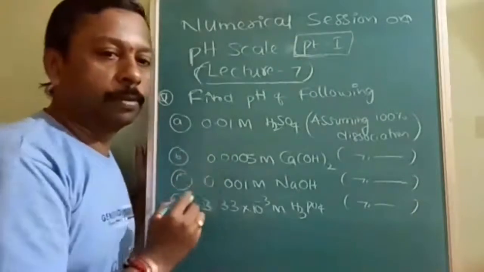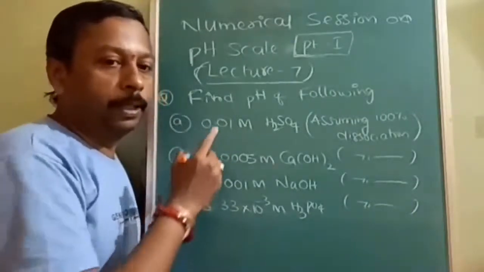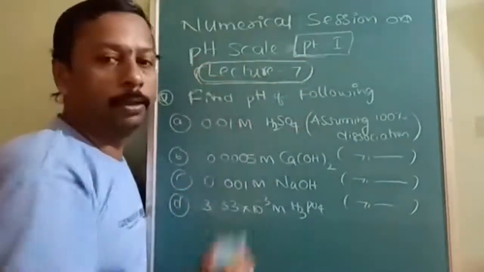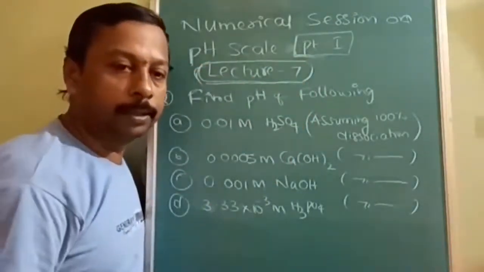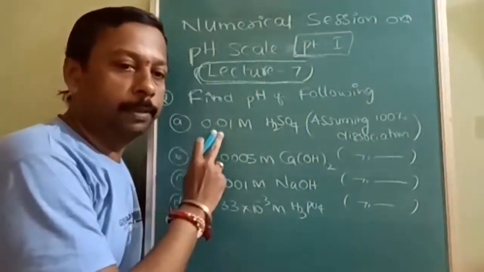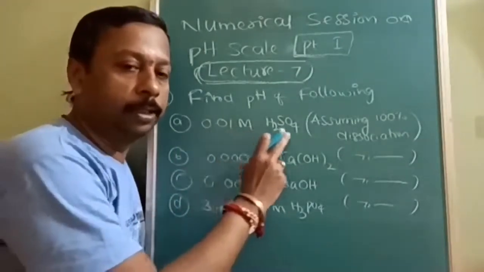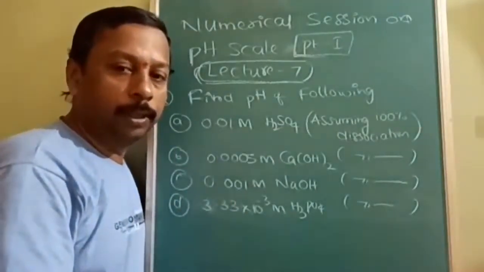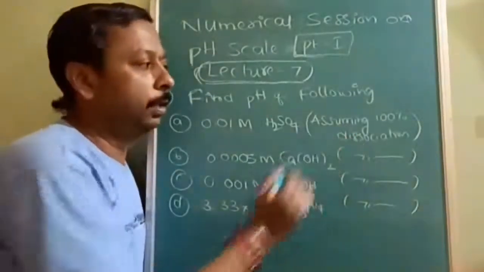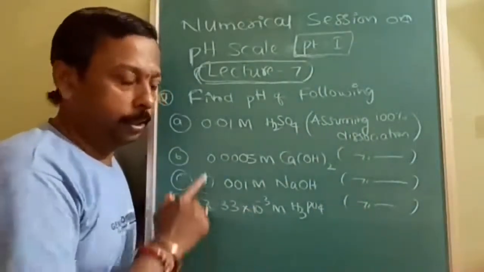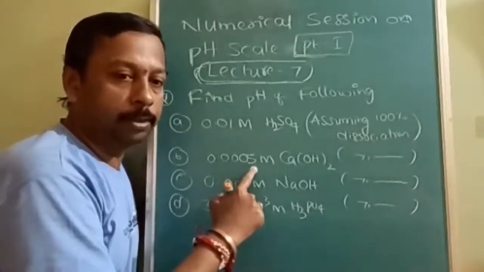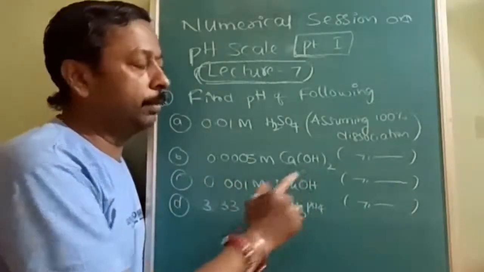So this is the first question. Find pH of the following. We have already completed 6 lectures in the ionic equilibrium, where each part is separately dealt. First question in the pH is find pH of 0.01 molarity H2SO4, assuming complete dissociation, 100% dissociation. What you have to assume? 100% dissociation. Second one is 0.0005 molarity calcium hydroxide.